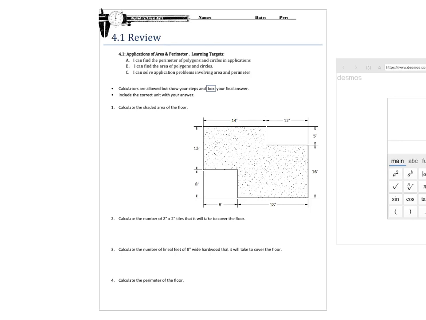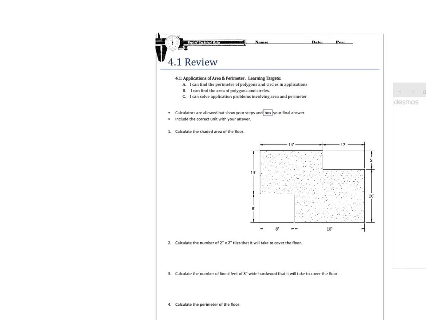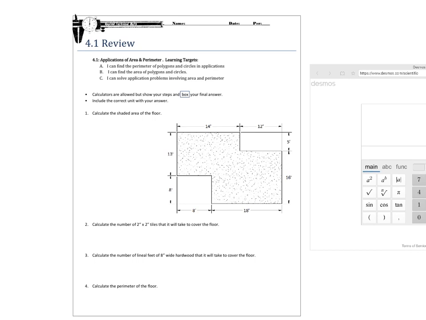Time to review some area and perimeter applications here. So let's start with the area of this floor. We've got a kind of rectangular-ish floor with some holes cut out of it. We need to find the area of the floor, the shaded area here. So we could do this a couple of ways.